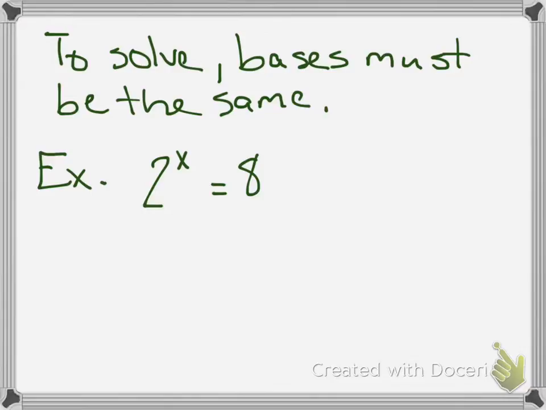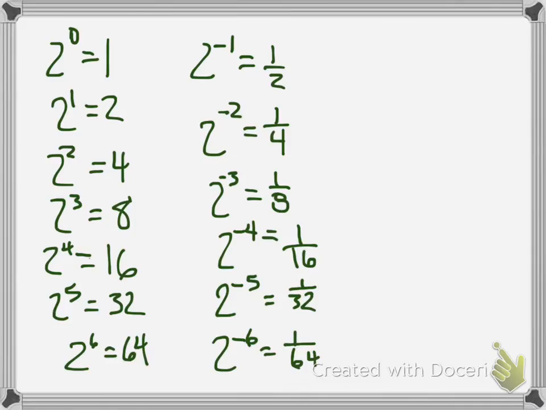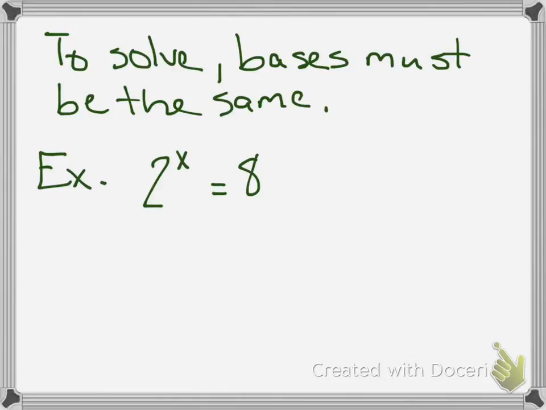simple example, 2 to the x is equal to 8. Okay, 8 is a power of 2 if you go back to the powers that you have here. So instead of saying 8, I want to write this as 2 to the third power. So now on the left side, I'm going to work it as 2 to the x equals 2 to the third.